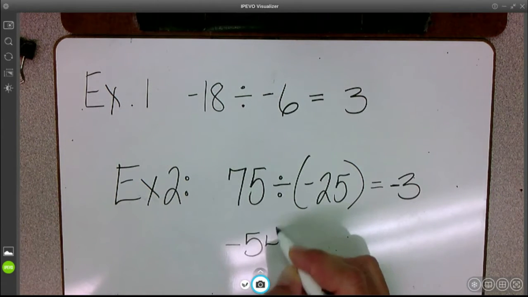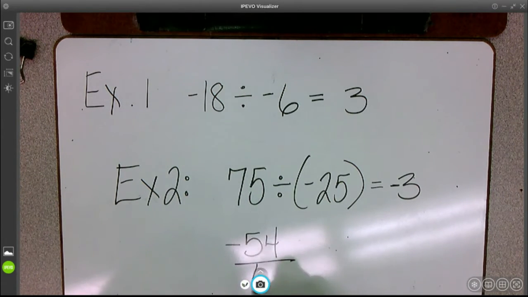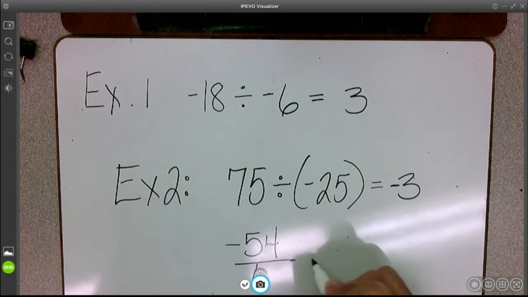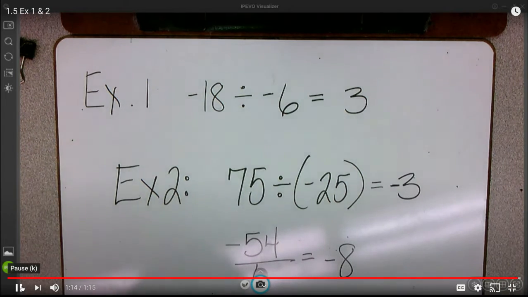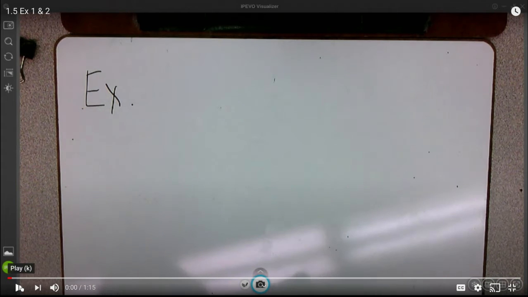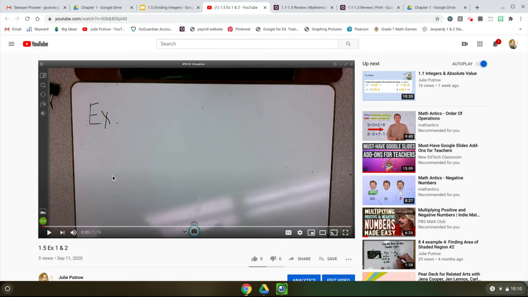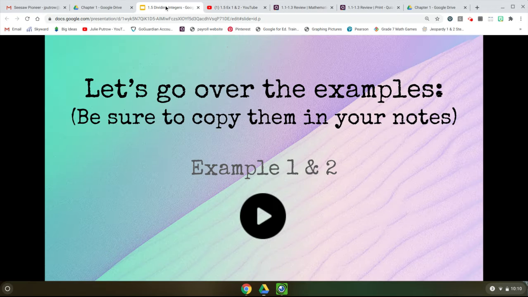And here we have negative 54 divided by 6. Again, it's a fraction, but fractions also mean division. So the actual math of 54 divided by 6 is 8, and a negative divided by a positive is a negative. Okay, actually, on that problem, the answer was not 8. It was actually 9, negative 9, but we all make mistakes.